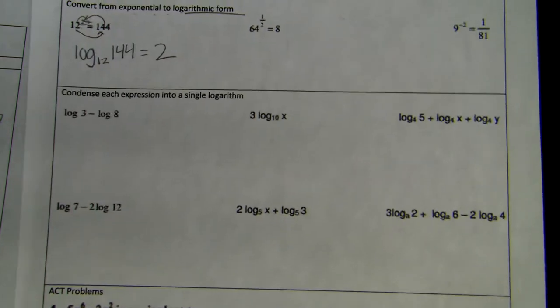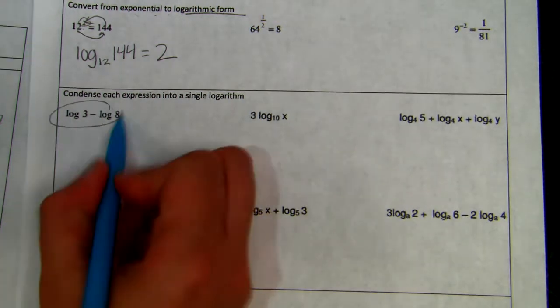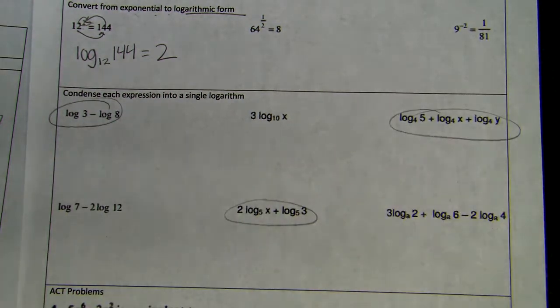Lastly, we're going to move into this section. So we're condensing each expression into a single logarithm. This means we're using our logarithm rules that we found when we did the activity. So I'm going to do this one, and this one if you're fast forwarding the video and just want a little guideline for where we're going. So without further ado, let's get started.